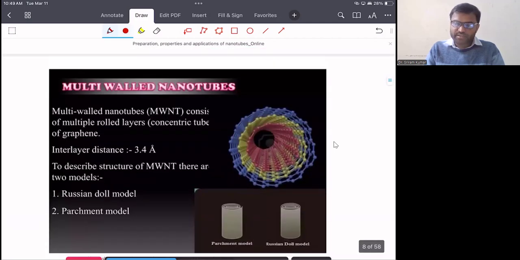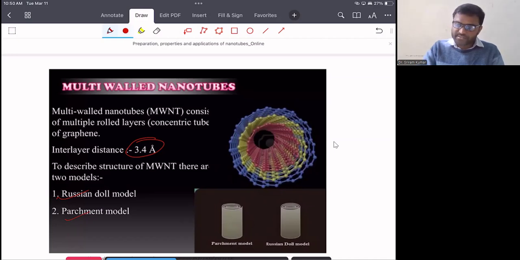And in multi-wall CNT, we have concentric layers of the CNT here. Based on that, the interlayer distance is 3.4 angstrom or maybe 3.6 angstrom. And here, there are two kinds of models we can use to explain multi-wall CNT. One is the Russian doll model, and the second is the Parchment model.